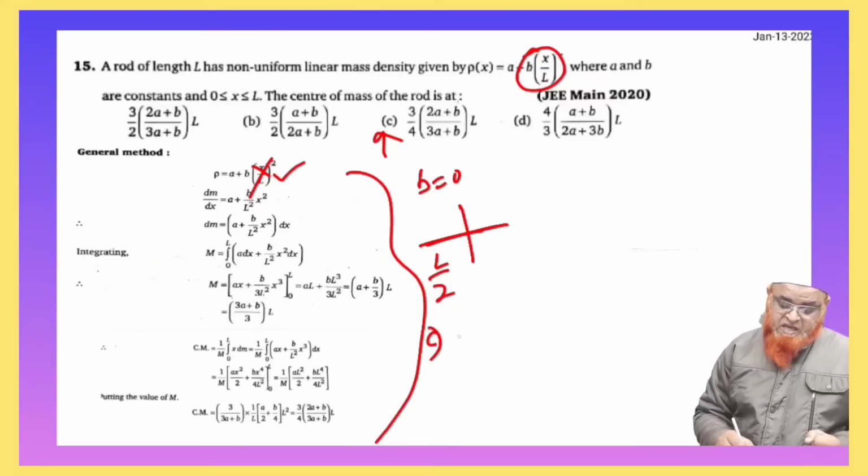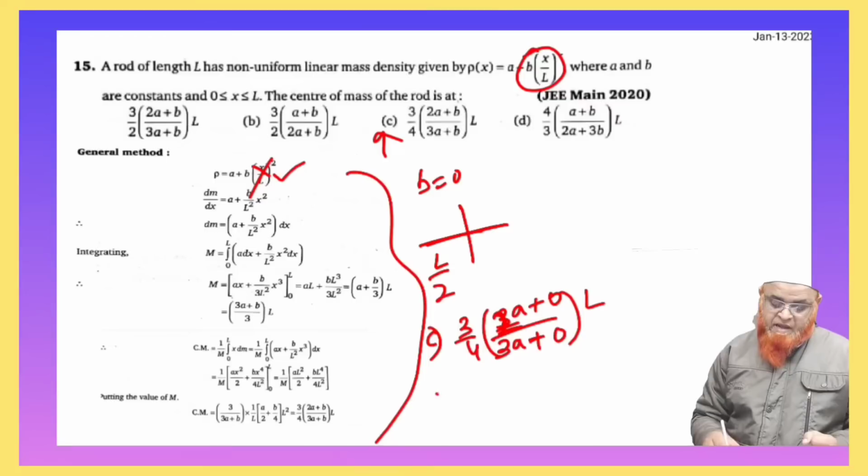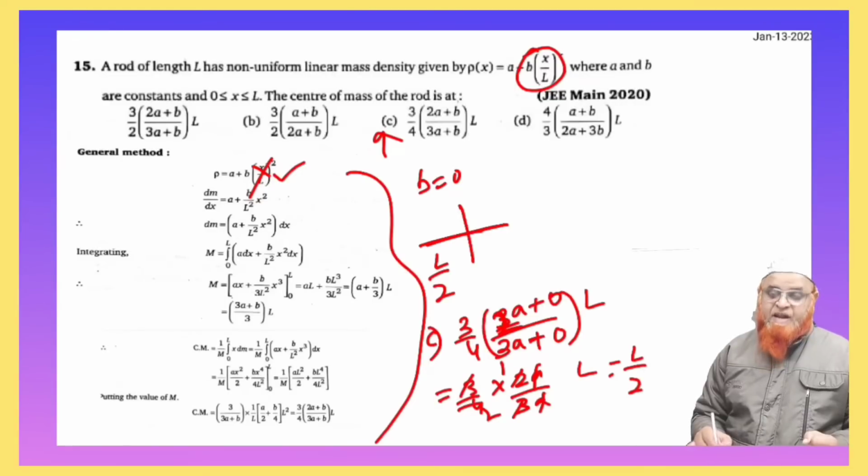Now, if you see here, option C is 3 by 4, 3 into A plus B, B is considered to be 0, and 2 into A plus B is 0, and 3 into A plus B is 0 again, into L is left. So 3 by 4 is written here, and in the numerator it is 2A by 3A. Okay, A gets cancelled, L is left here, and 3 gets cancelled, 2 1s, 2 2s. So what is going to be left here? That is L by 2.